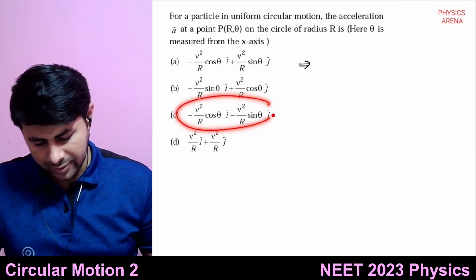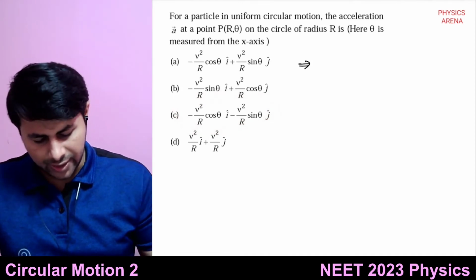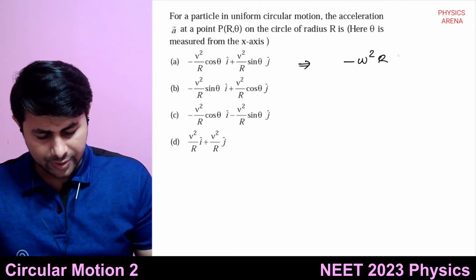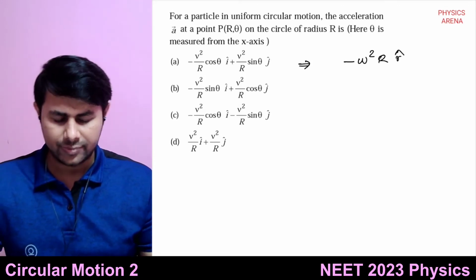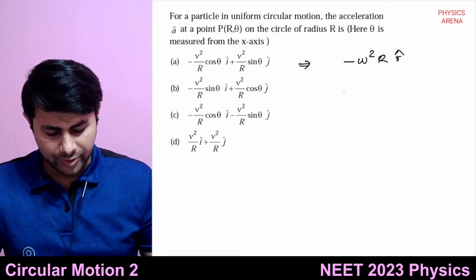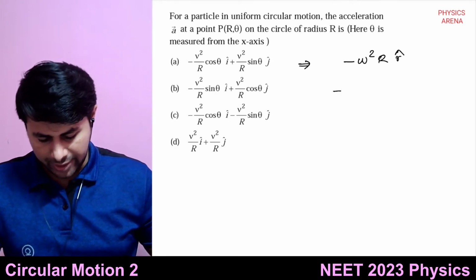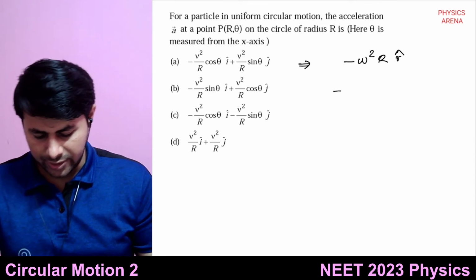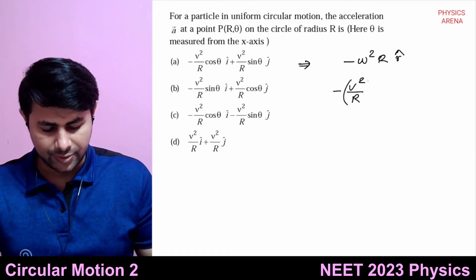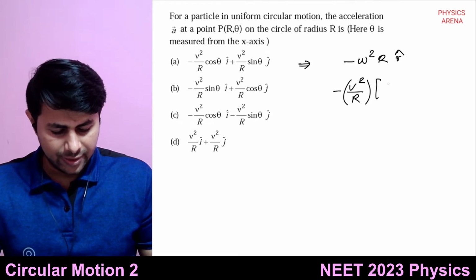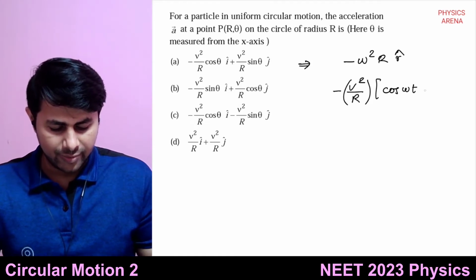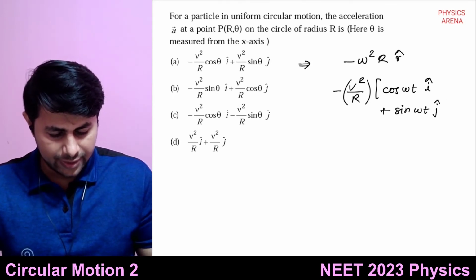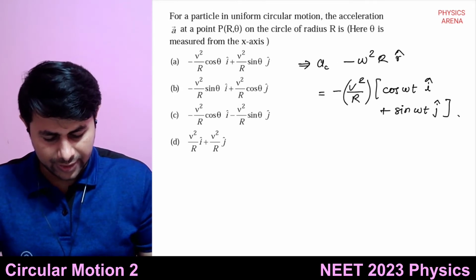Can it be this one? Minus omega square R, we'll write capital R, multiplied with r cap, right? And r cap is equal to what? So this can be written as minus omega square r, or v square divided by r, multiplied with r cap, which is cos of omega t multiplied with i cap plus sine omega t multiplied with j cap. So centripetal acceleration is this.